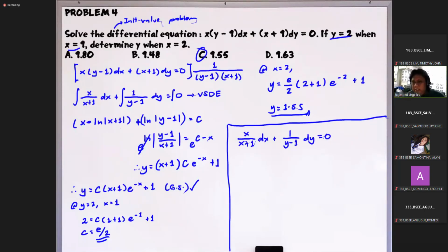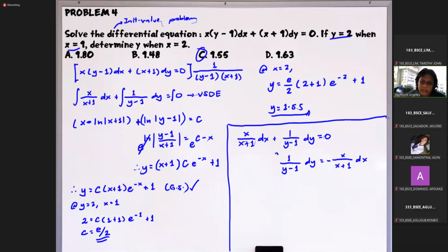What I will do here is move this x term to the other side. So you will form 1 over y minus 1 dy equal to negative x over x plus 1 dx. This form is more convenient for us because the x and y are isolated on the right-hand side and the left-hand side of the equation, so simplifying later will be easier to solve.